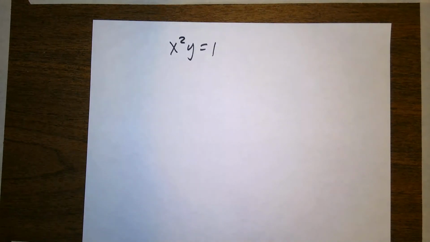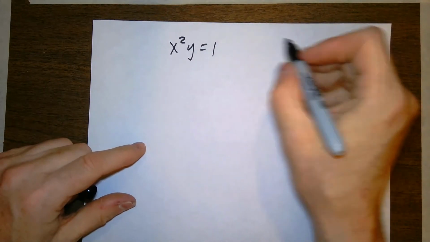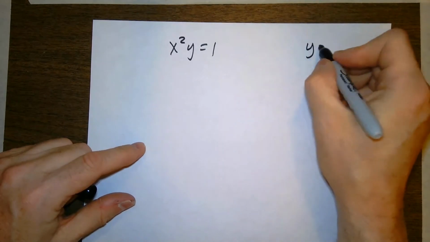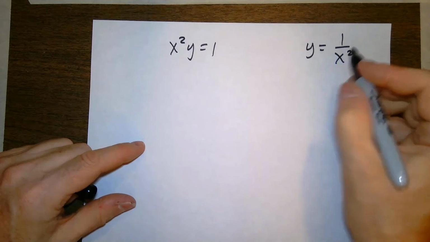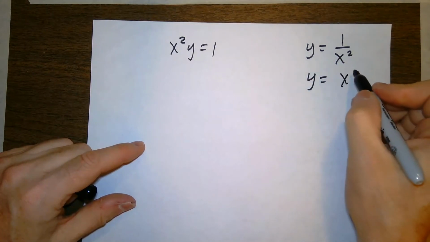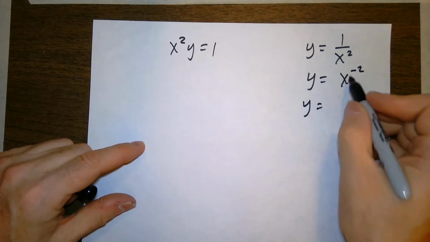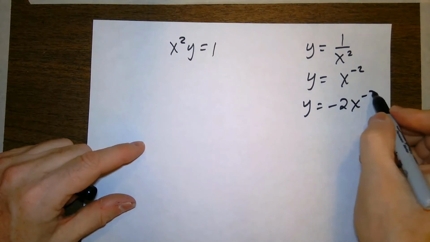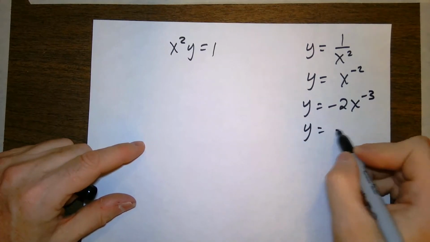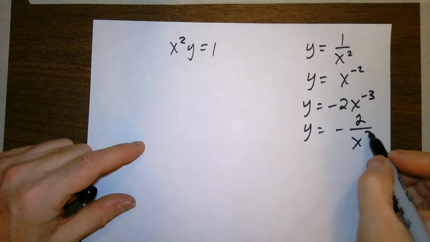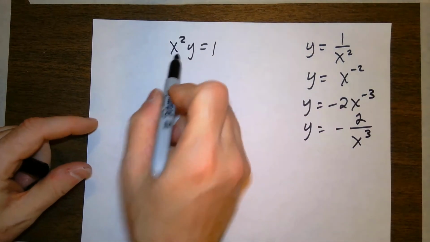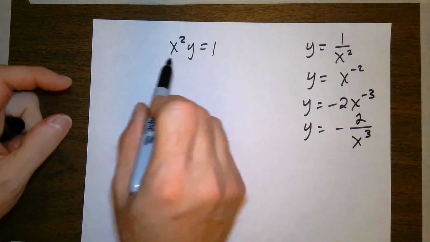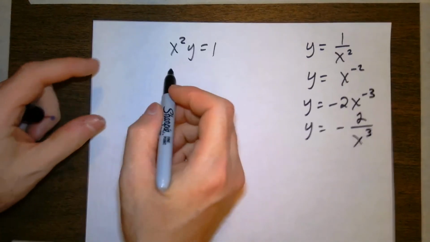Well, again, it occurs to me that maybe I could write this as a function. If I divide both sides, I could write this as y equals 1 over x squared. And I know the derivative of this. y equals x to the negative 2, y prime equals negative 2x to the negative 3, which is negative 2 over x cubed. I know I can do this one explicitly. Well, what if I did this one implicitly? Would I get the same answer? Let's take a look at it.